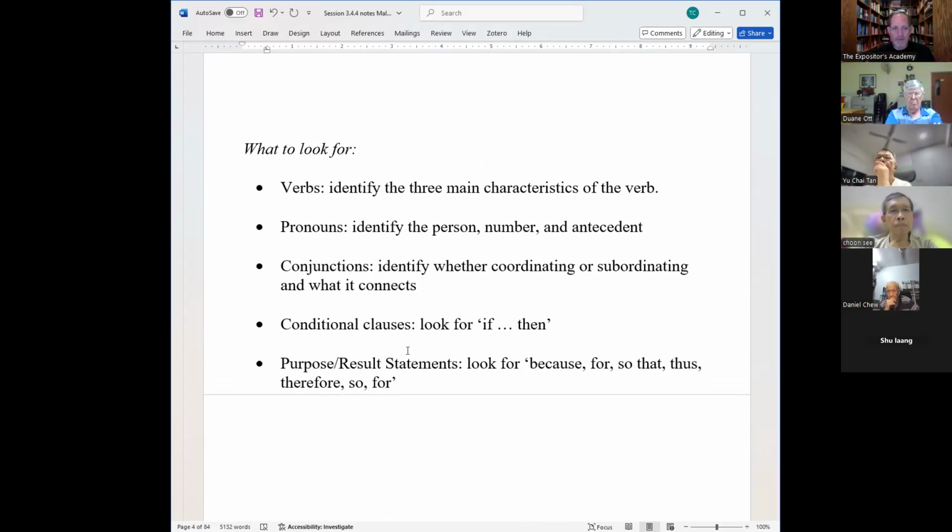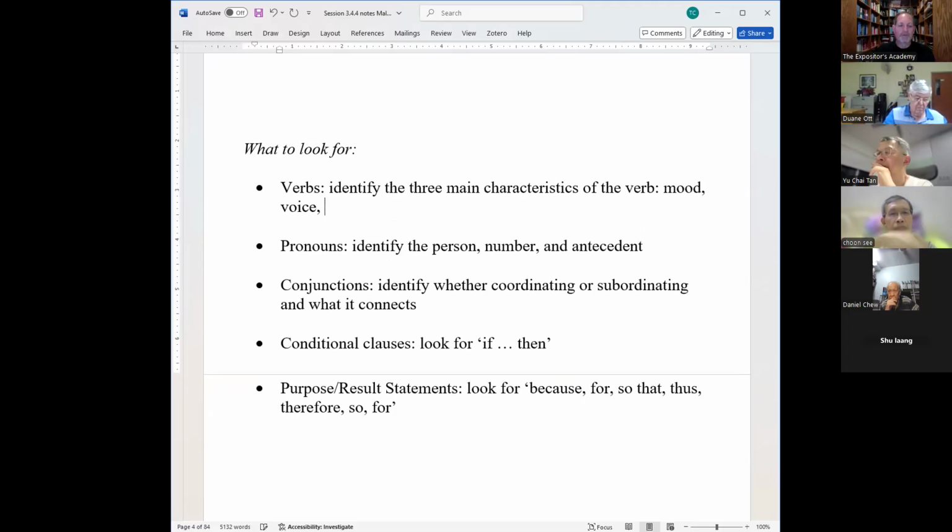And so we did that. We looked at the three main characteristics of the verb, which, if you'll remember, is the mood, the voice, and the tense. And then we did an example of that from Psalm 99 and went through each verse and just identified the verbs and these characteristics.